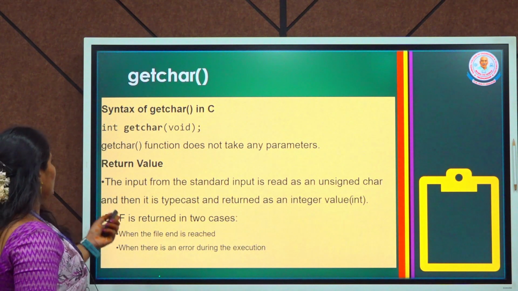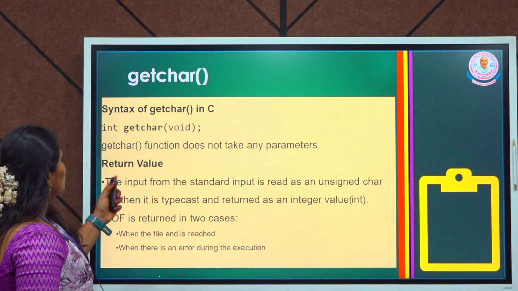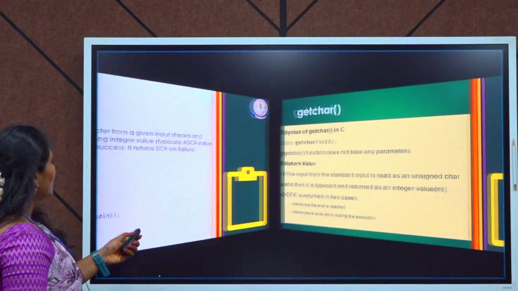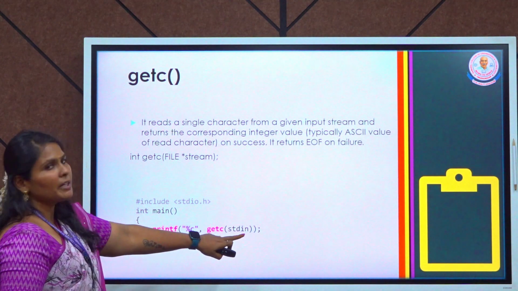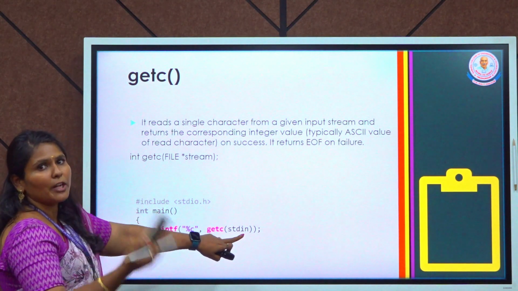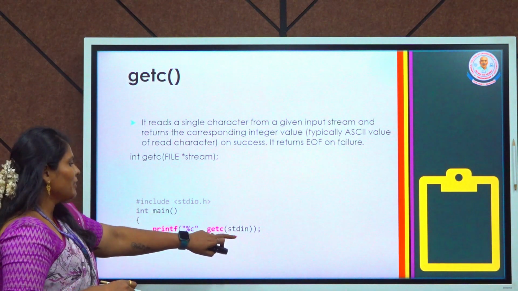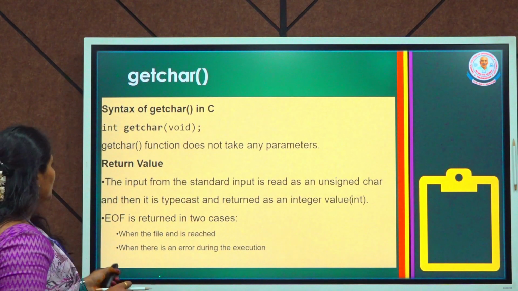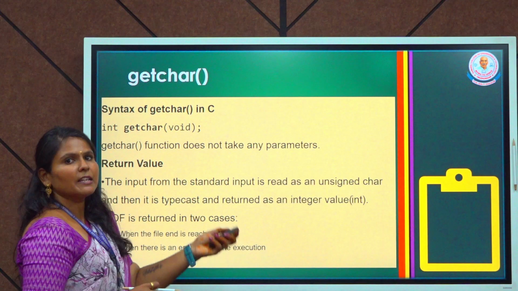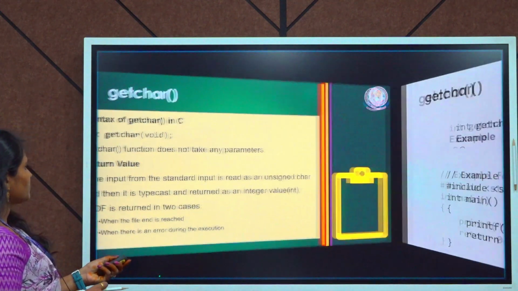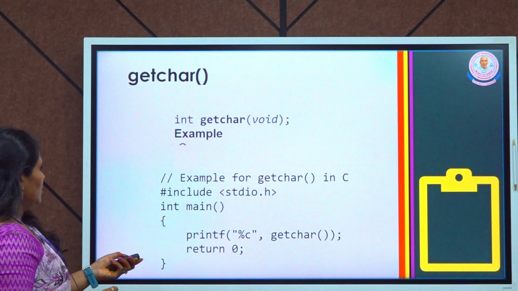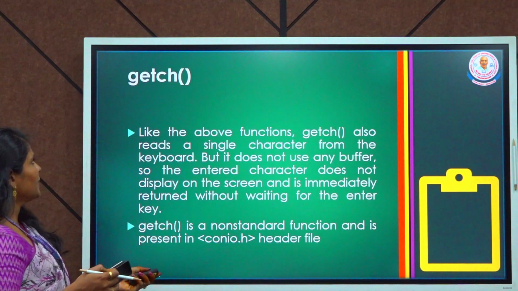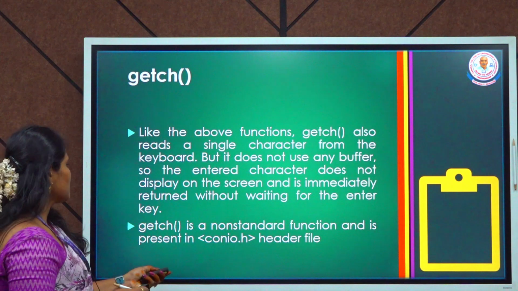Likewise, we can also use getchar, but getchar will not take any parameters, whereas getc uses a parameter, that is, where we are going to get the input from. That parameter will be passed here. For getchar there is no parameter passed. That is the difference between these two. It is also used to get a single character at a time.